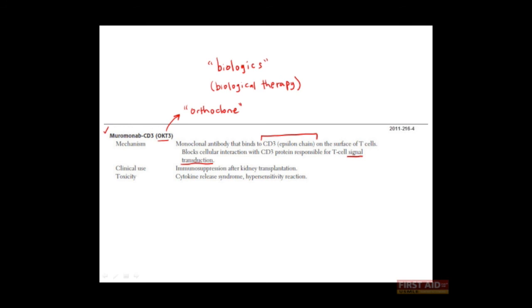Clinically, OKT3 can be used to prevent rejection of a kidney transplant. Note that its toxic effects include the cytokine release syndrome, as well as hypersensitivity reactions. This is because although OKT3 ultimately blocks the function of CD3, when it first binds to CD3, it can actually trigger an intracellular signal and result in the inappropriate release of cytokines from T-cells. With careful dosing, however, this risk can be minimized.